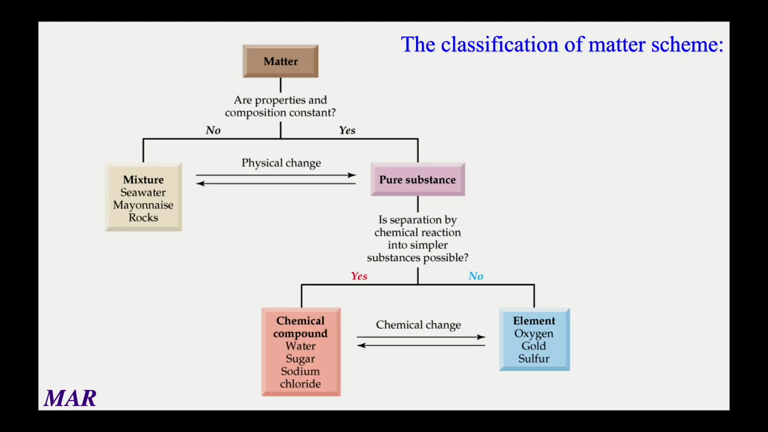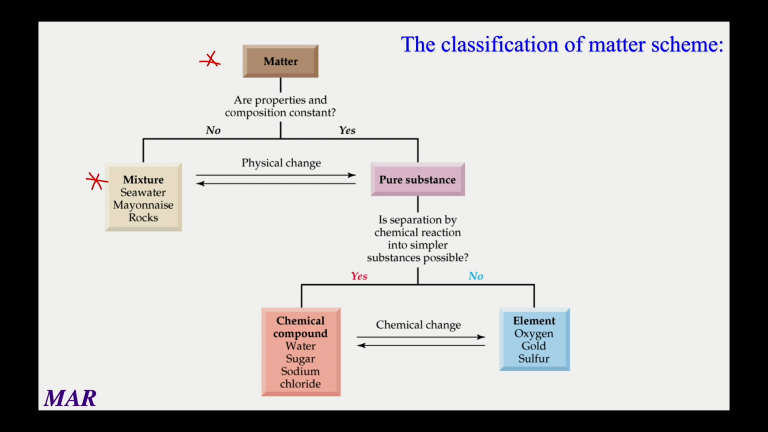Here's an example, kind of an overview of how the things are. You start off with just good old matter, all right? And the first one is, are the properties and the composition constant? And if the answer is no, you've got a mixture. So for example, seawater is a good example of a mixture. If you take seawater close to the sand, to the beach, then it will be different than if you take seawater, say, really deep in the Pacific Ocean or something like that. Seawater is a mixture.